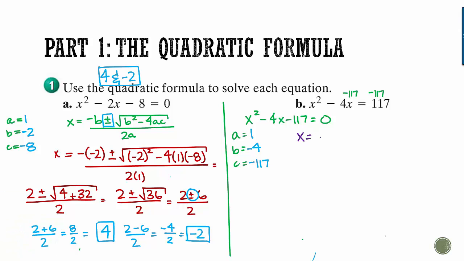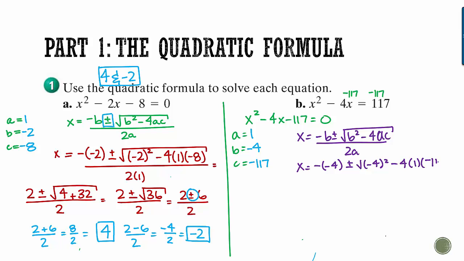So write it out again. I know it's on this page already, but like I said, the more you write it down, the better it will stick. And then plug stuff in. So x equals negative 4 plus or minus negative 4 squared minus 4 times 1 times negative 117, and it's all divided by 2 times 1.